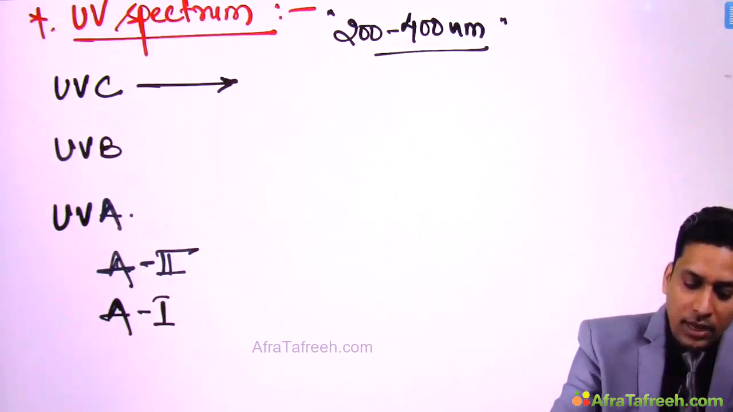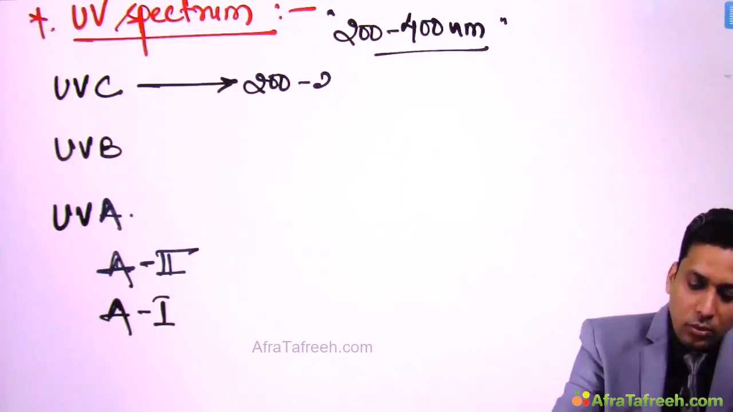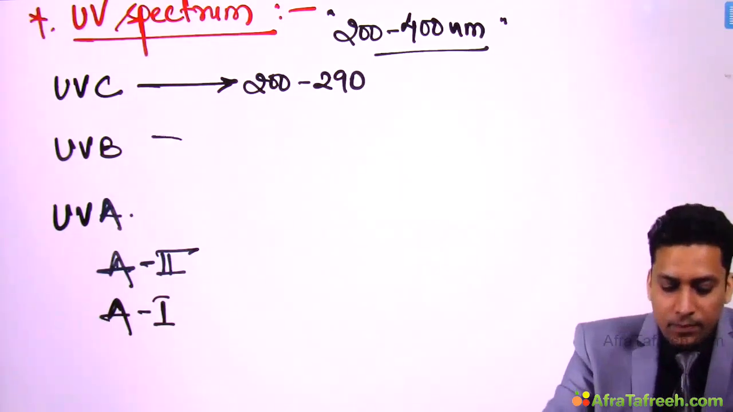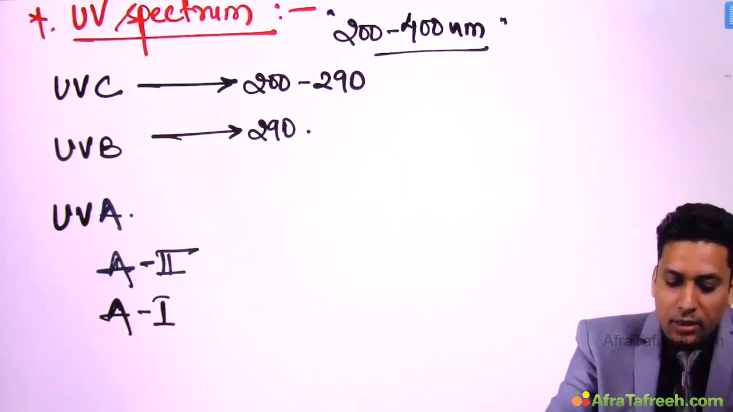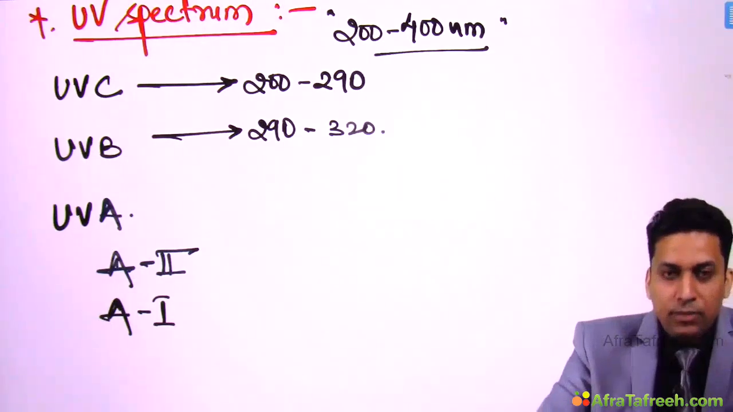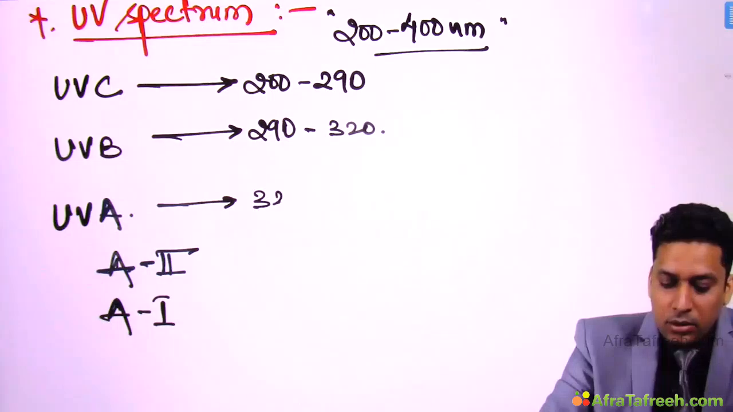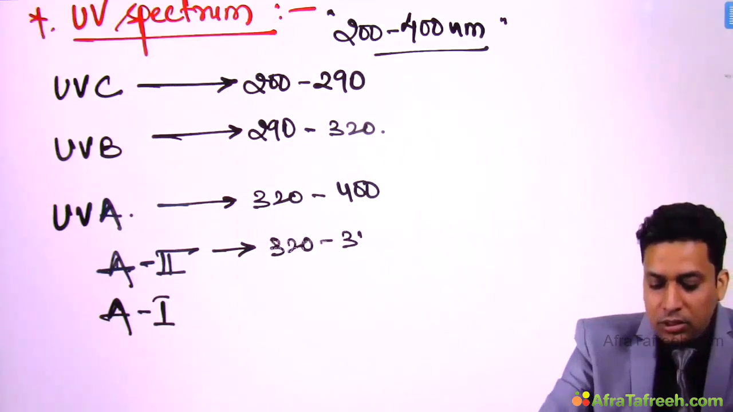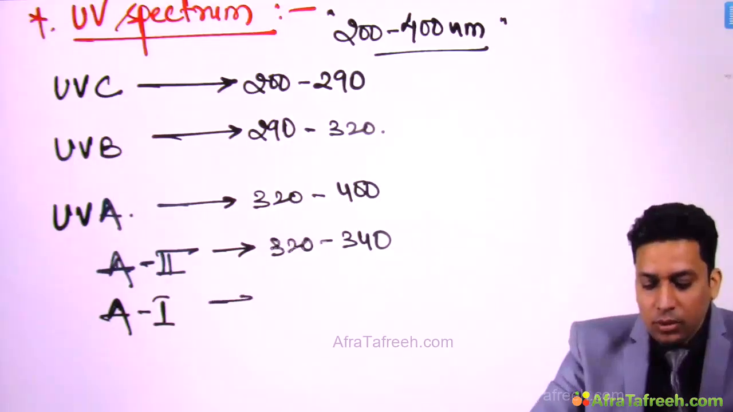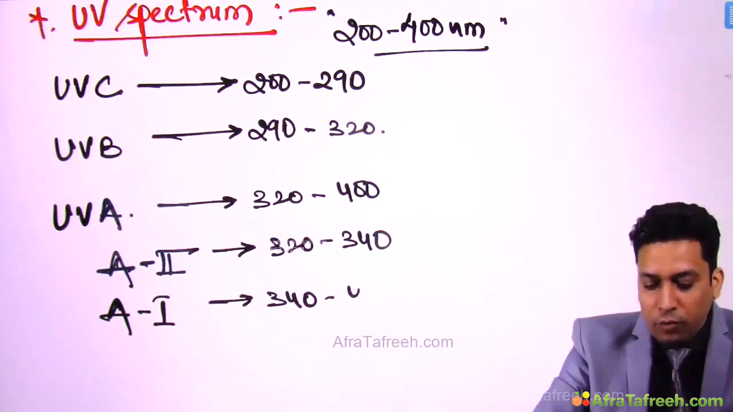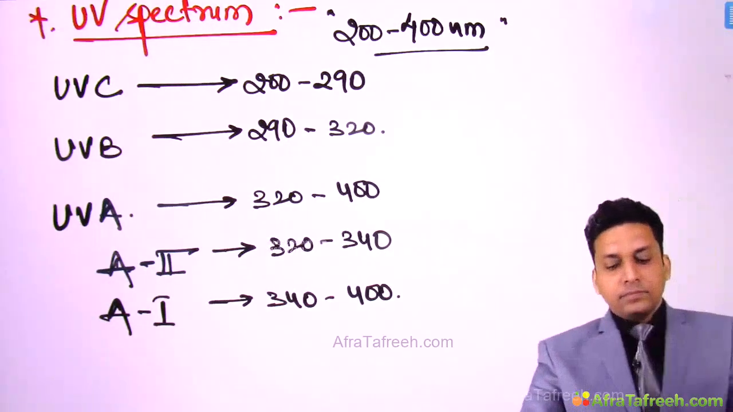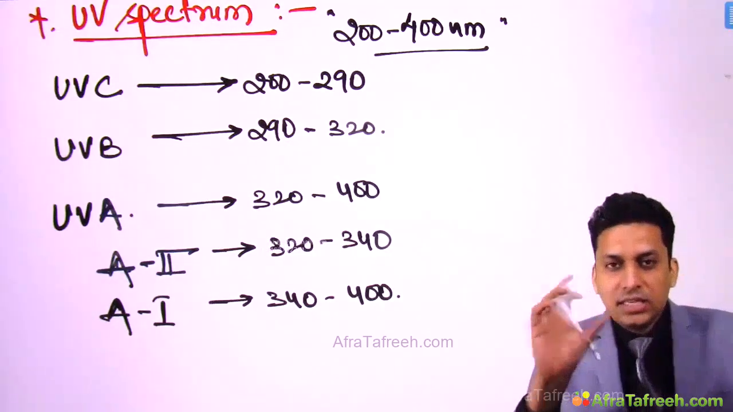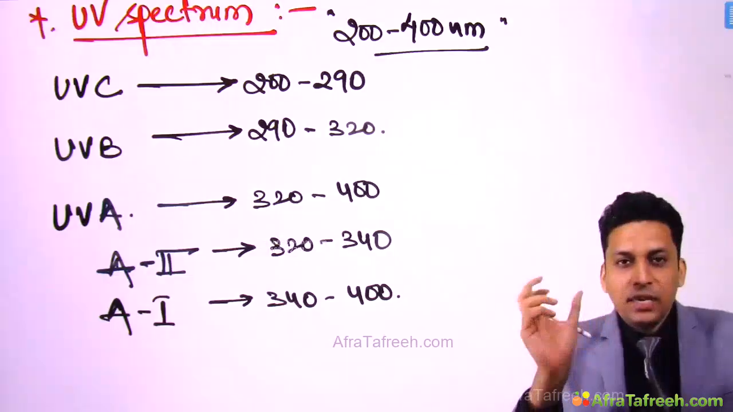So remember that 200 to 290 is UVC, 290 to 320 is UVB, 320 to 400 is UVA. 320 to 340 is A2, 340 to 400 is A1. So this is the range of UV A, B and C.